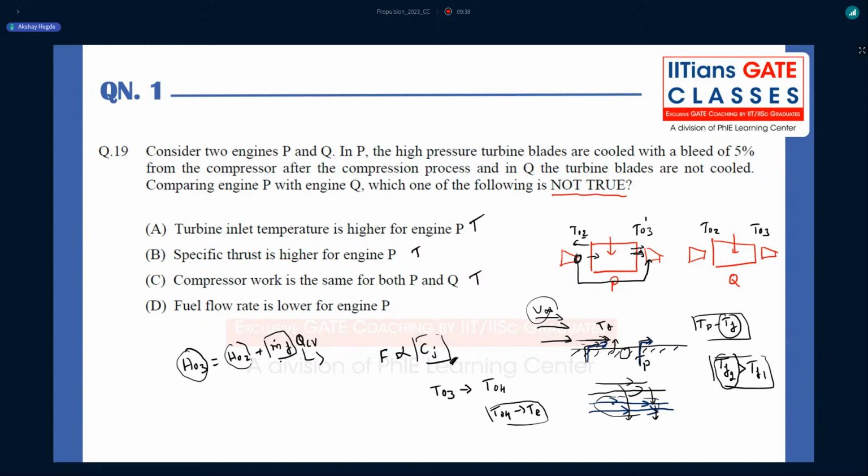So that means for engine P, the fuel flow rate is more than engine Q. So the given statement, fuel flow rate is lower for engine P, is wrong. So this is actually a false statement. So out of this, the not true condition is option D. Everybody clear? Yes. So it was a very interesting question. So let us move on to the next one.